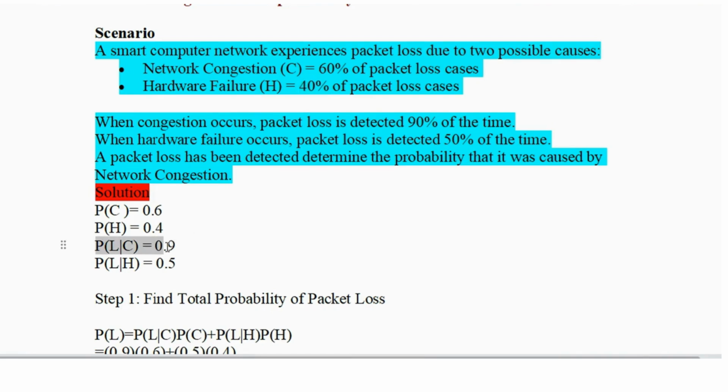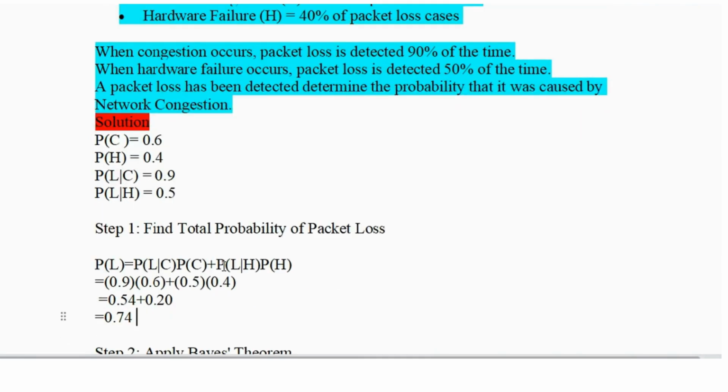Okay, but in your question, your prior probabilities are given, and the conditional probability is already given, P of L given C is 0.9. You're asked to find P of C given L. So when the case is the reverse case, you go for Bayes theorem. Here the total probability should be found in order to solve the Bayes theorem problem. So first we find what the total probability is, that is, the probability of packet loss.